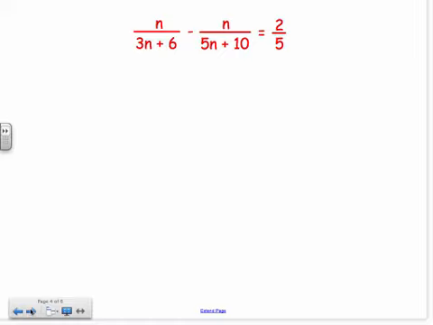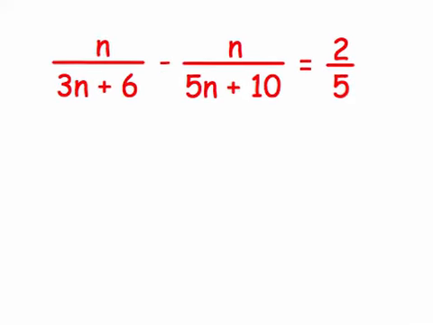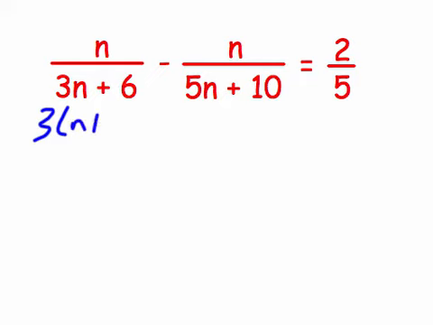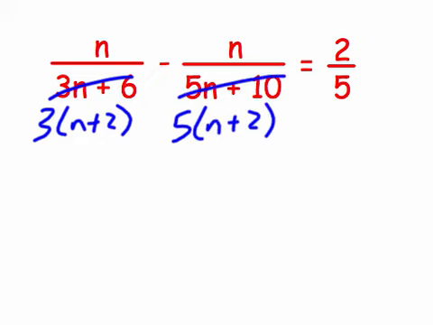So same thing here. But it's good to factor before you do anything else. Okay, so I'm going to change this 3n plus 6. I'm going to factor out a 3, and I'm left with n plus 2. And I'm going to factor this 5n plus 10, so I'm going to factor out a 5. So we got an n plus 2, and then I got a 5 on the other side over there in the denominator.